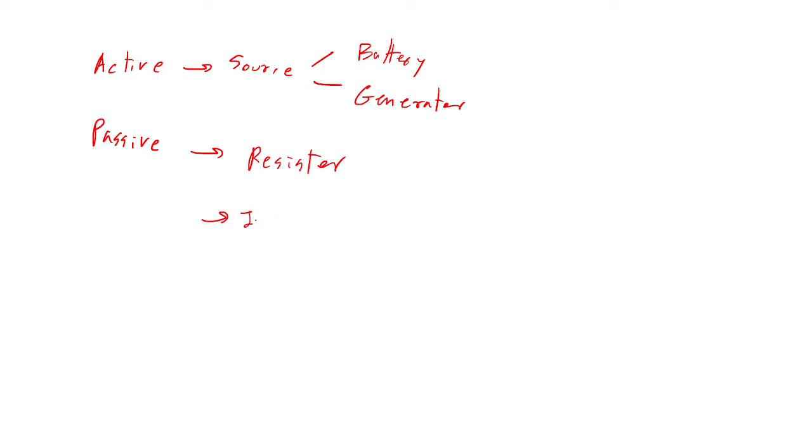Active means source circuit elements, like a battery or maybe a generator. Passive is, for example, a device that consumes power and cannot generate power by itself. For example, resistor, inductor, capacitor.